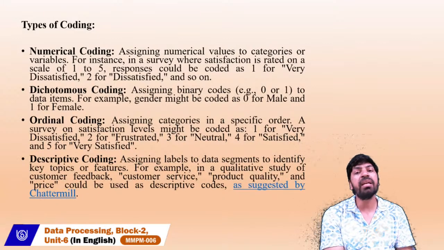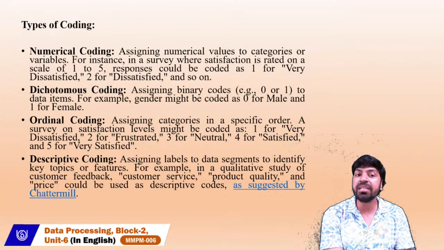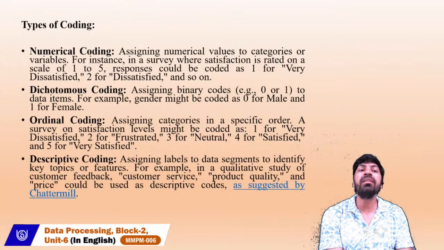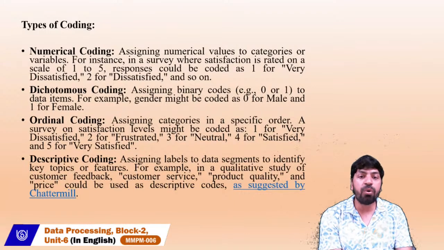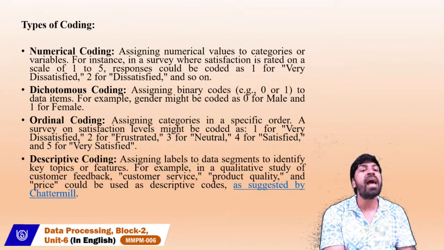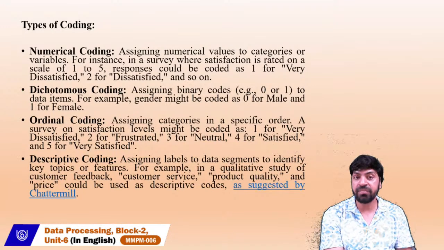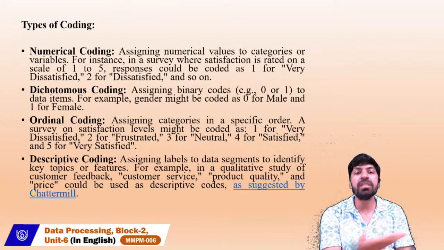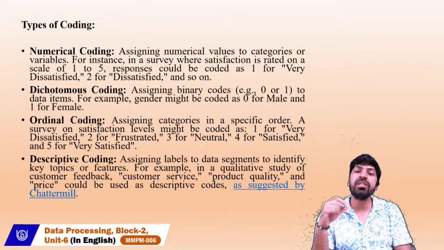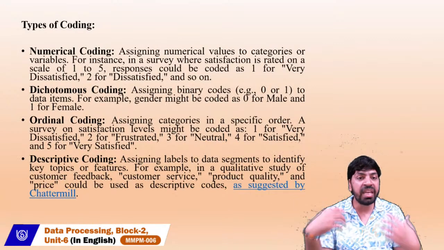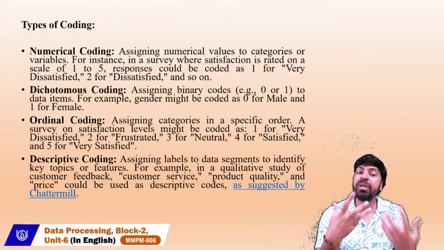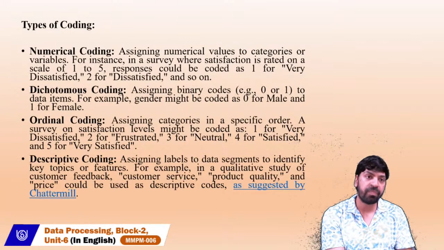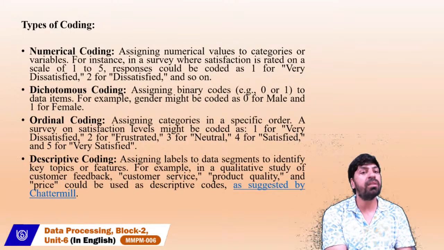So one is for very dissatisfied, two for dissatisfied, three for neutral, four for satisfied, and five for very satisfied. If you are happy with the food and the services, you just tick the answer, and we as researchers code your responses immediately on the Excel sheet. So this is called numerical coding.